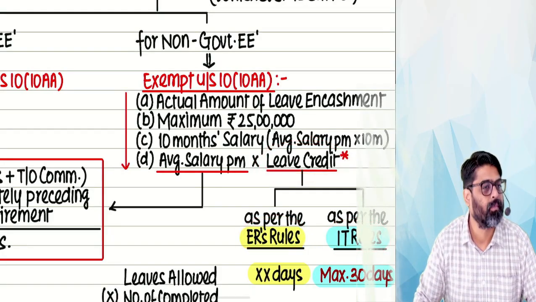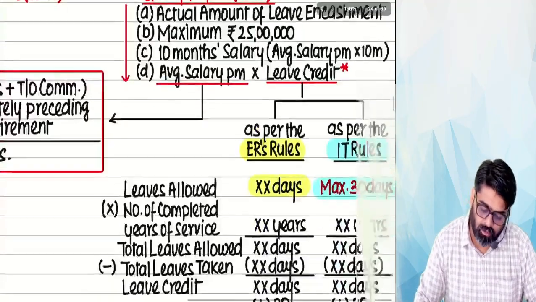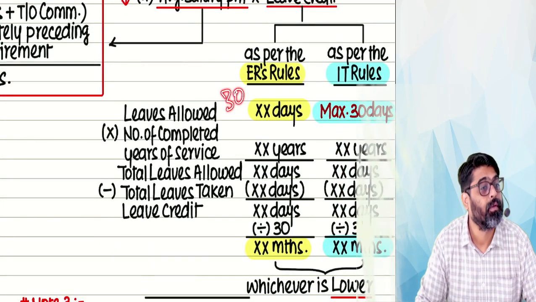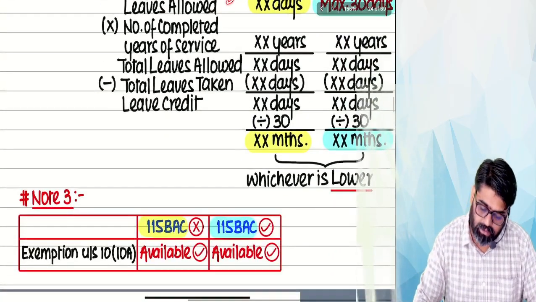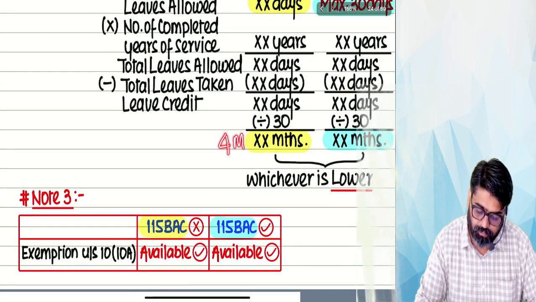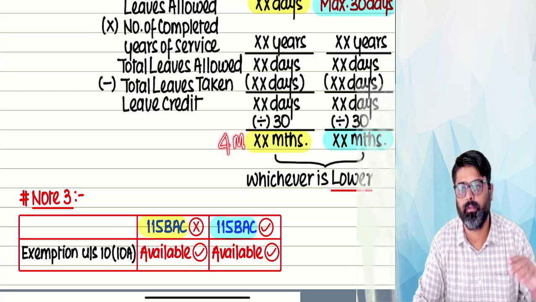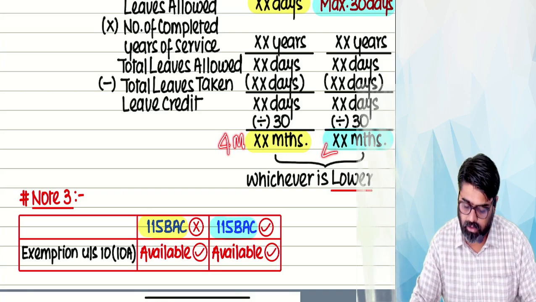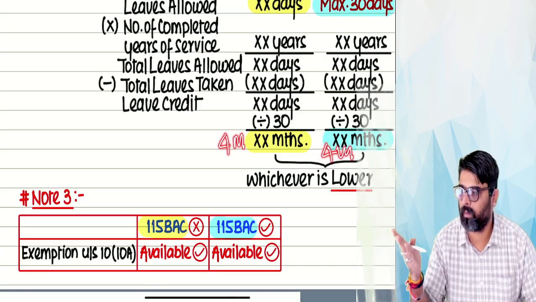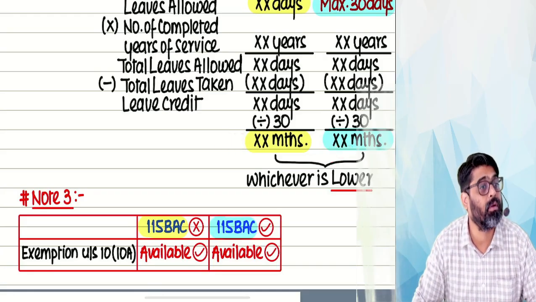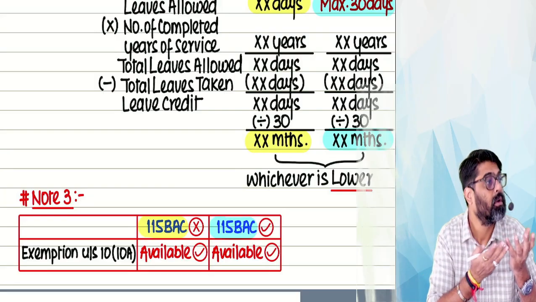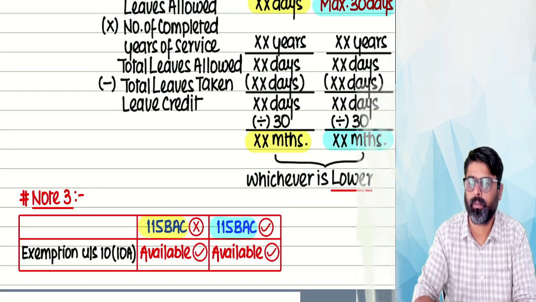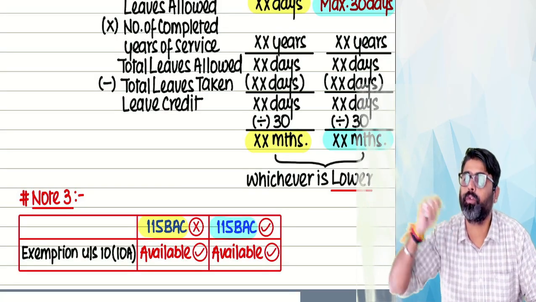Yes or no? Now tell me, if your employer was giving you 30 days, then don't you think the leave credit calculated by him will also be 4 months? So he will give you encashment for 4 months. And as per IT rules also, it is 4 months. So 4 months, any 4 months you can take. Yes or no? Leave encashment also you are going to get for 4 months, and for the purpose of exemption also you'll have to use 4 months.